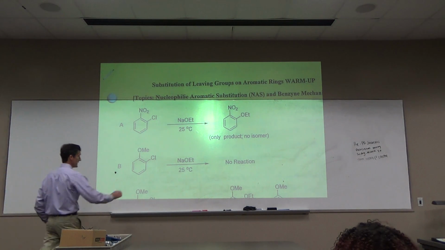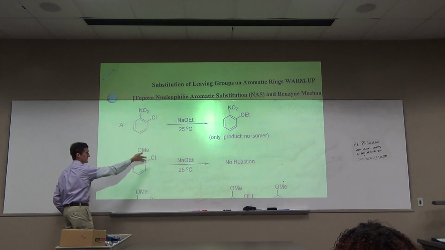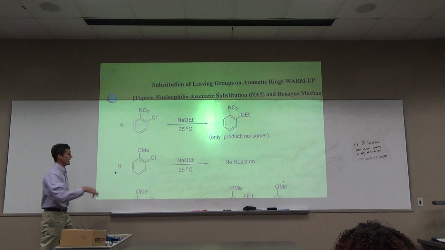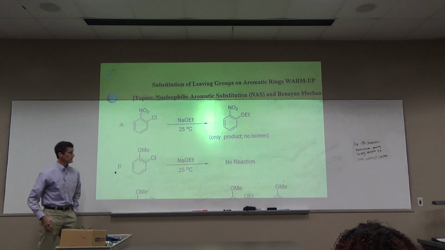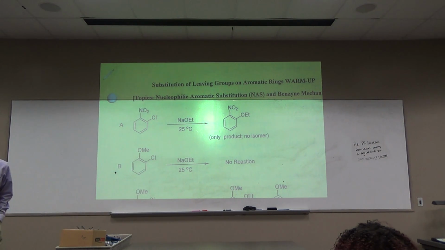On the other hand, if you react the same conditions but have a methoxy there, like 2-chloroanisole, you're not going to displace that chlorine, because that potential leaving group has no strong electron withdrawing group ortho or para, right? No reaction? Any other possible reaction?